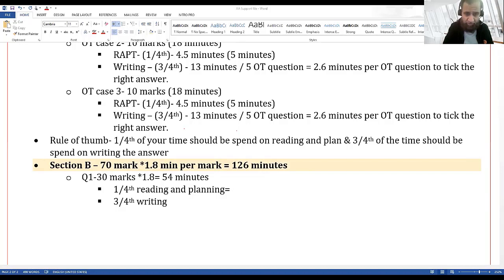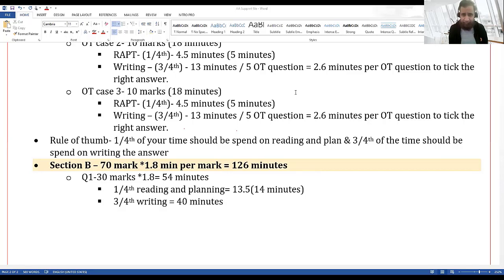13.5, or bracket 14 minutes. So we have 14 minutes to read and plan question number one, which is a big case study. We need to understand the requirements and the case study, and we'll do that in 14 minutes. So how much time are we left with for writing? 40 minutes of writing time.